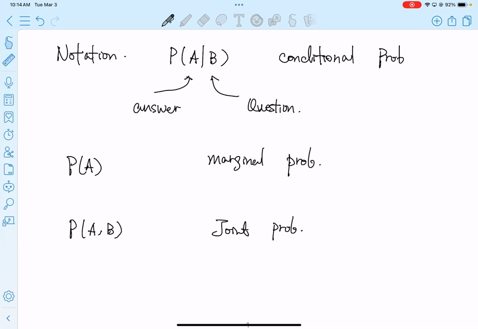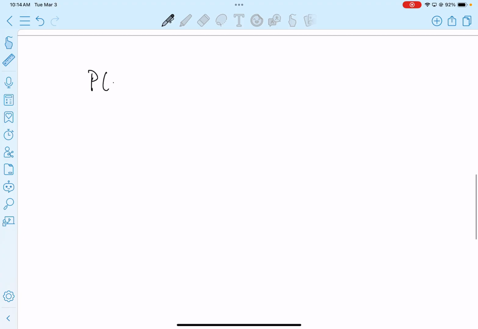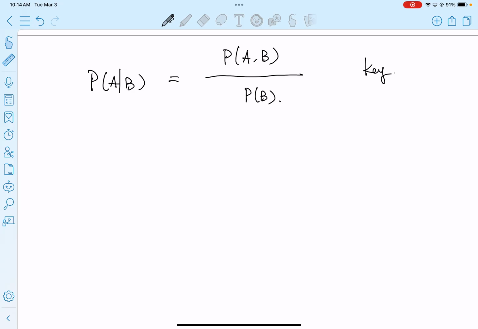With the idea of the joint probability and the marginal probabilities, we can introduce a formulation for the conditional probability. The key formula is the following: the conditional probability of A given B is equal to the joint probability of A and B divided by the marginal probability. This is one key formula to obtain the conditional probability.